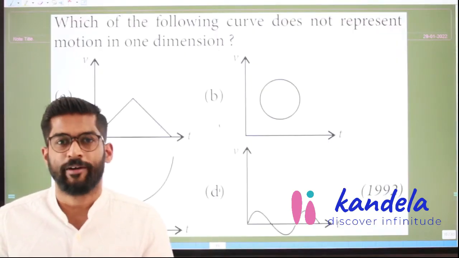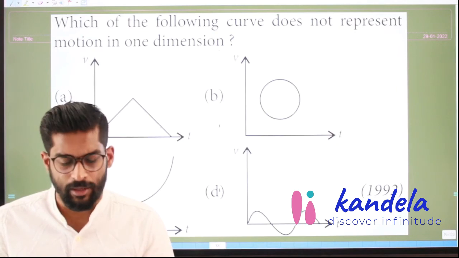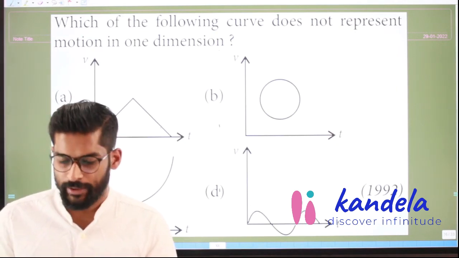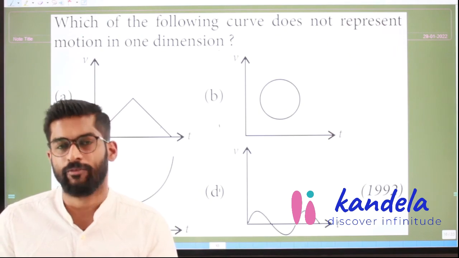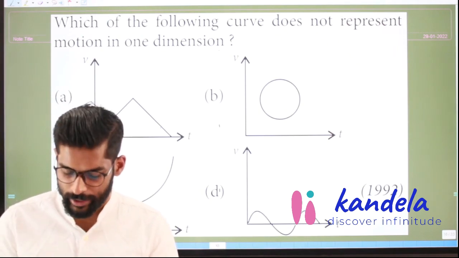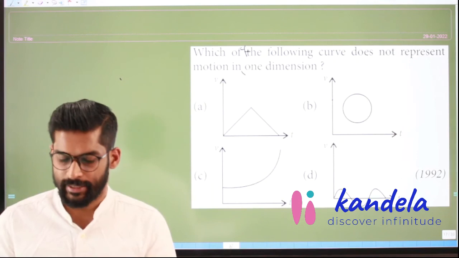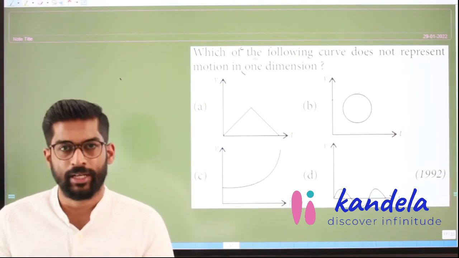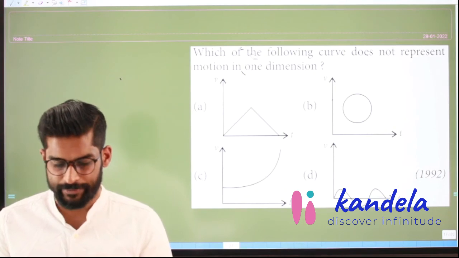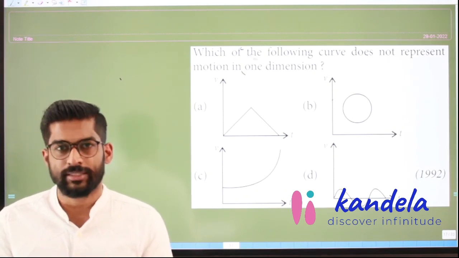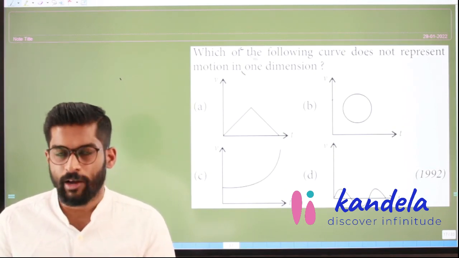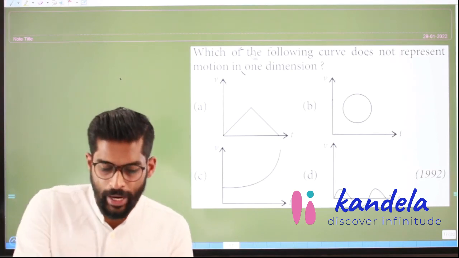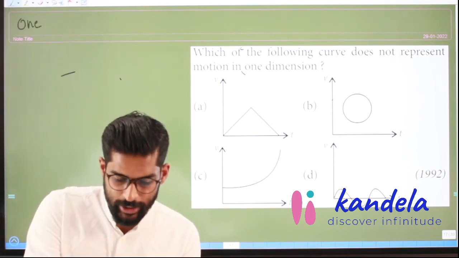Let us do one more graph based problem. Okay, here we have the following question. Which of the following curves does not represent motion in one dimension? Okay, so we need to analyze the given graphs and understand which one of them does not correspond to a one-dimensional motion. So we need to ask this question. What do you mean by a one-dimensional motion based on velocity and time? So I define a one-dimensional motion in the following way.